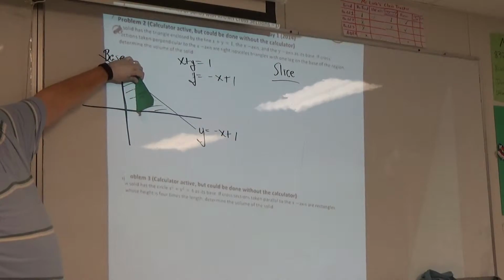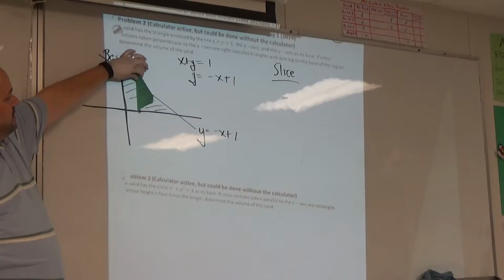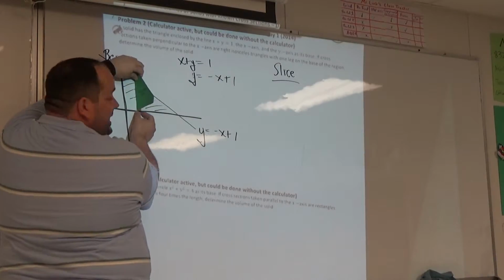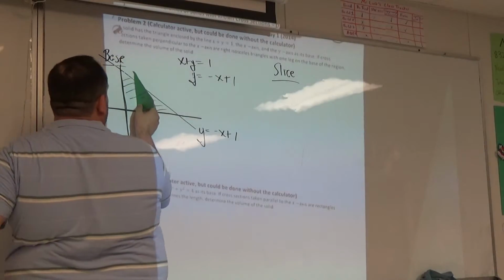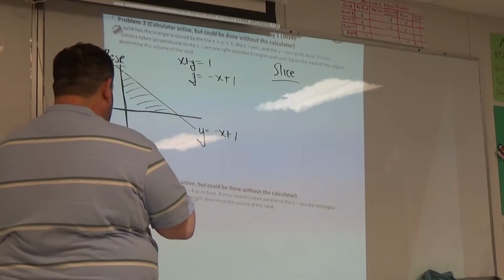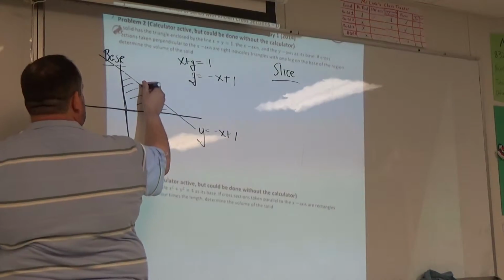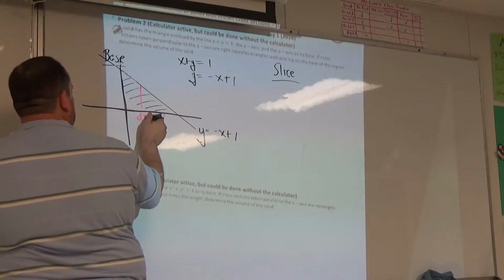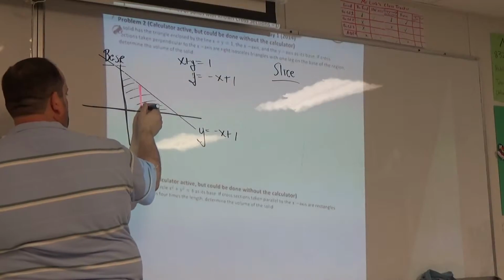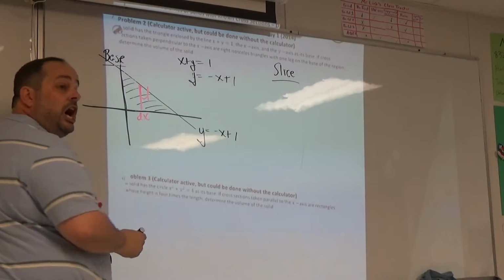Two questions I'm going to ask. You know exactly what the two questions are. How wide? How wide is each of these little right isosceles triangles? How wide? Right, if I make my little slice, it's dx wide. How tall? For now, I'm just going to call it L.